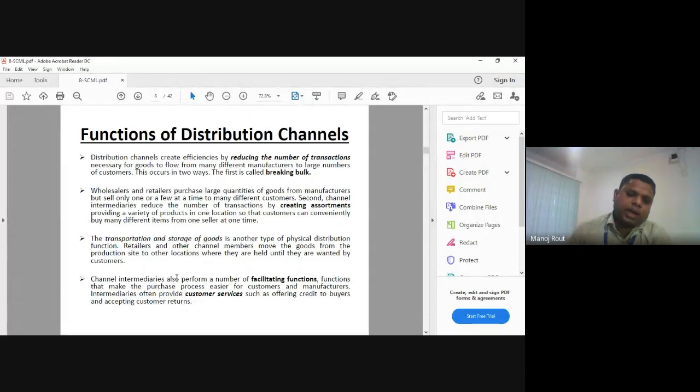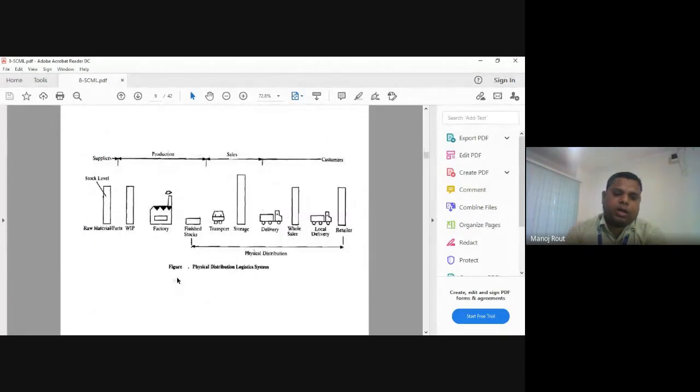So moving to the next slide. Here is the typical physical distribution logistics system. If you see at the top of the figure, the supplier is there, the production system is there, sales and marketing is there, and finally it should reach the customer. Whenever you manufacture a particular product, starting from raw material parts from a stock level, then work in progress to the factory, they produce the product, and then that finished stock should be stored in the case of inbound logistics.